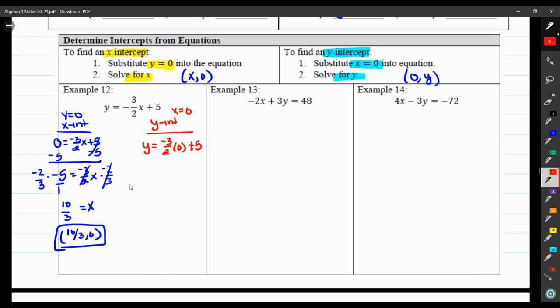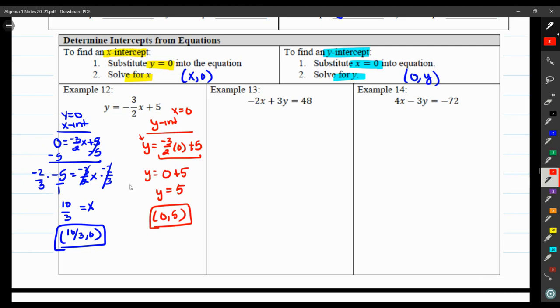Now in this case, we're not actually solving because y is already by itself. We're just going to simplify this side. So negative 3 over 2 times 0 makes 0 plus 5, and 0 plus 5 is 5. So for the y-intercept, we have 0, 5. And here are the two intercepts for our example 12.